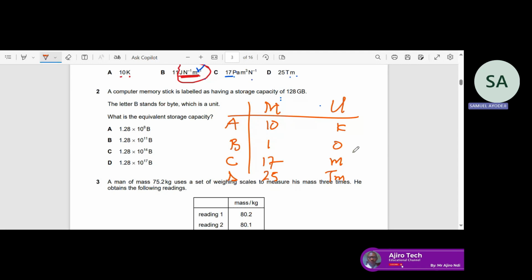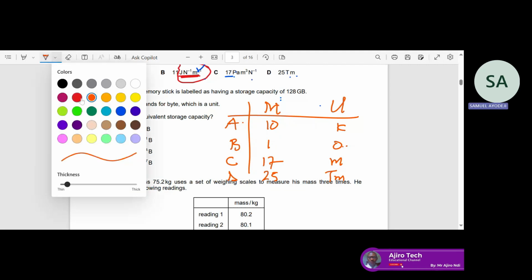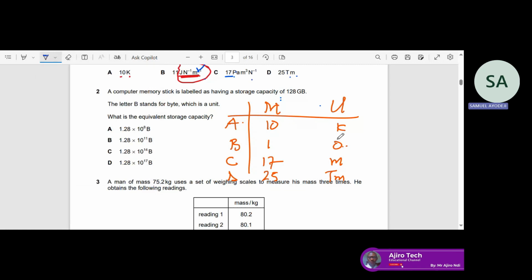So you can see now, this one has no unit. This is not a quantity. So this is a quantity. So a physical quantity must have unit and magnitude. A is a quantity, C is a quantity, D is a quantity. This one is not a quantity. Is it understood now? Yes, sir. Okay. So next.